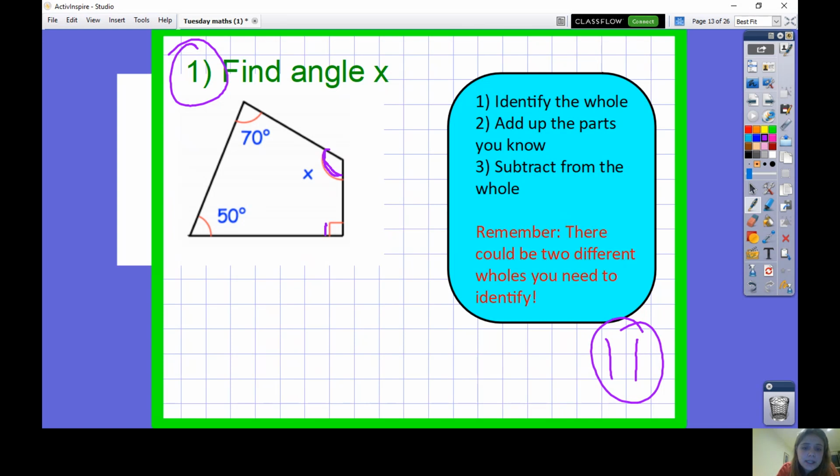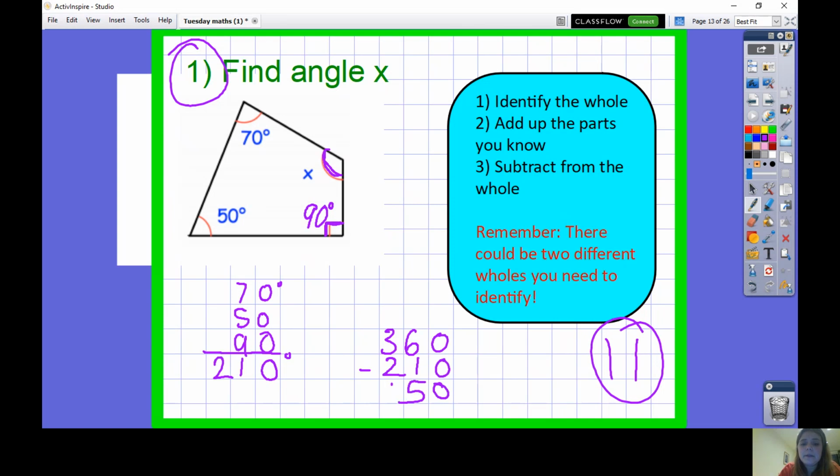Well done to all of you who spotted this right angle down here. Okay, when you see that square, remember that means 90 degrees. So you were doing 70 degrees, add 50 degrees, add 90 degrees. Again, it's up to you whether you do that in 2 or 1 step. 0 add 0 add 0 is 0. 7 add 5 is equal to 12. Add 9 is equal to 21. So in total there, we've got 210 degrees. Now I need to remember that my whole is 360 as it's a quadrilateral, and I'm taking away 210. That leaves me 150 degrees for angle X.